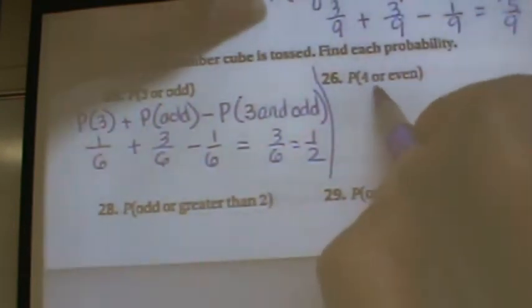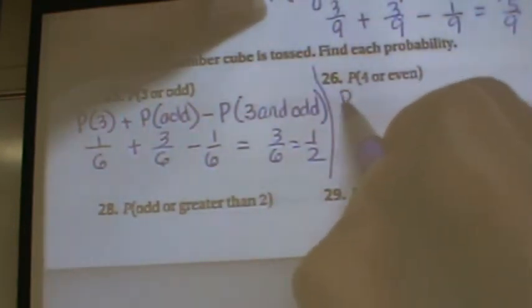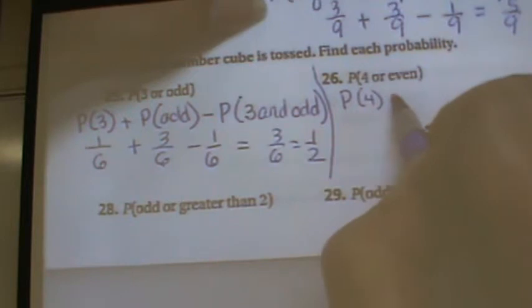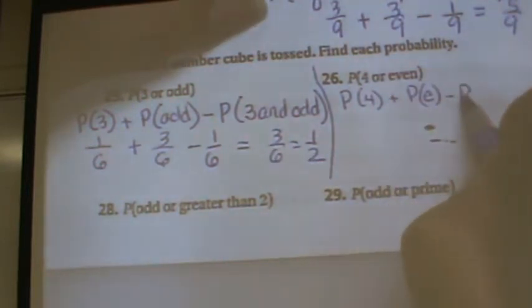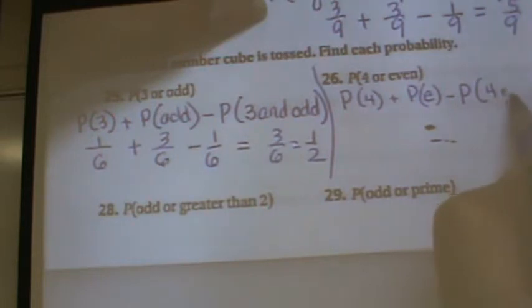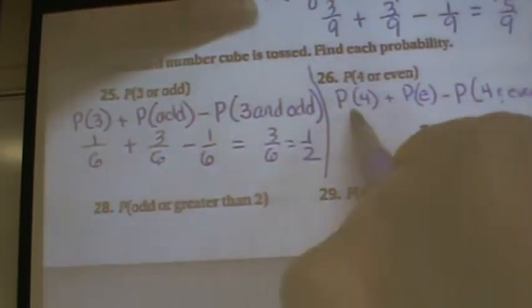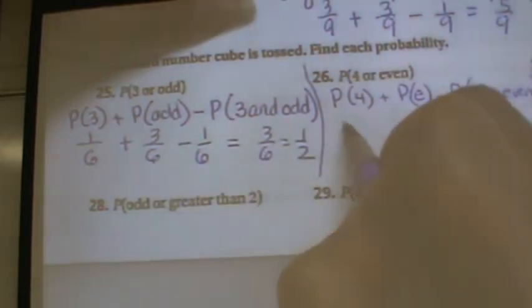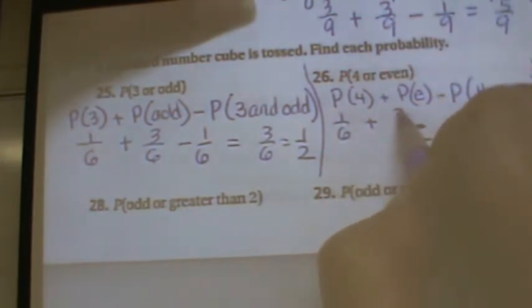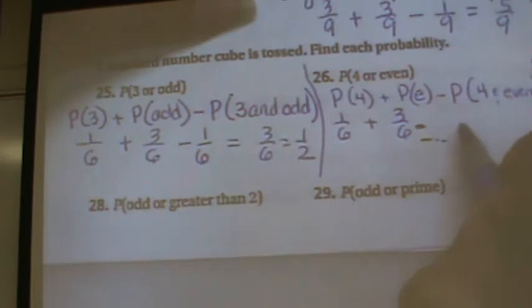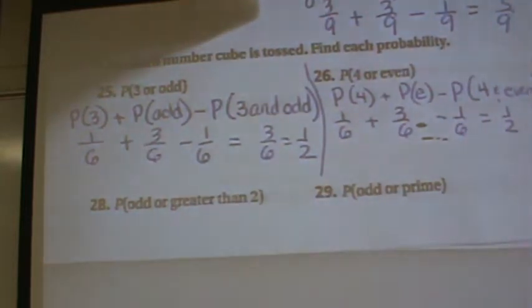Probability of a 4 or an even number. So the probability of a 4 plus the probability of even minus the probability of 4 and even. So how many 4s are there? 1. How many even numbers are there? 3. And how many are 4 and even? 1. And this one again is 3/6 or 1/2. Next one.